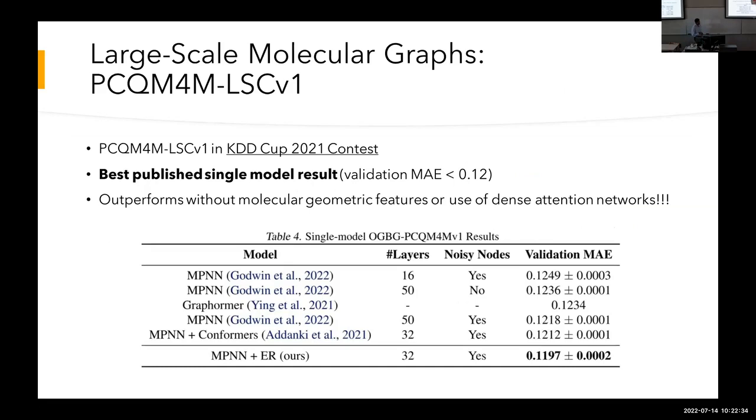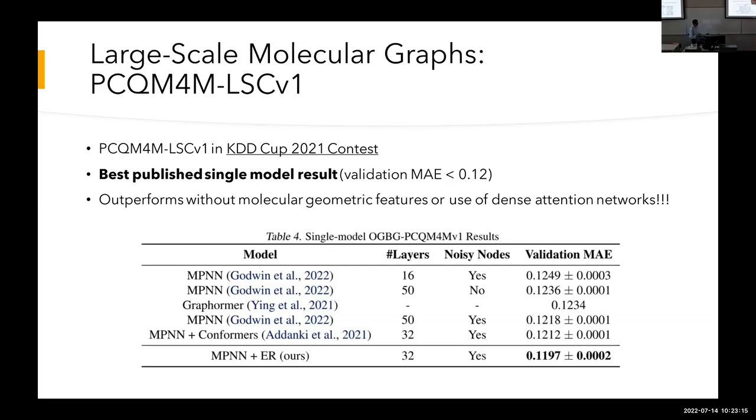We trained an MPNN on a large-scale molecular graph dataset, PCQM4M, which was in the KDD Cup contest last year. What we were able to get is the best published single model result that beat all the entries there, just using these affinity measures. Many of the other approaches, like conformers, use carefully constructed molecular coordinates and various features about the molecule. Yet we're still able to beat them without using any of these specific molecular features.